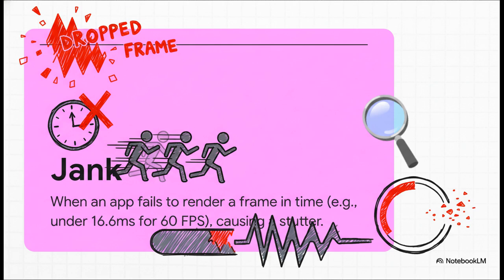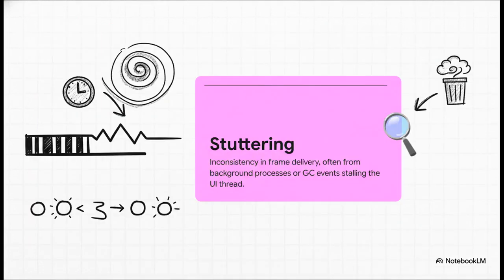It just feels wrong. And finally, we have stuttering. Now, this is a bit different from jank. It's a wider problem, an overall inconsistency in how the frames are getting to the screen. And a lot of the time, the bad guy isn't your graphics code. It's something else, like the system trying to clean up memory in the background, what we call garbage collection, which suddenly freezes the main thread and makes everything grind to a halt.